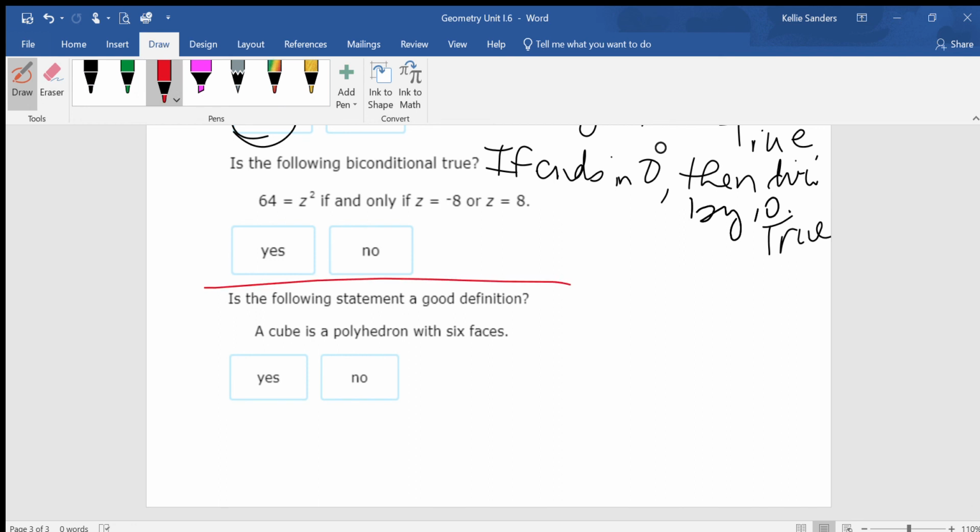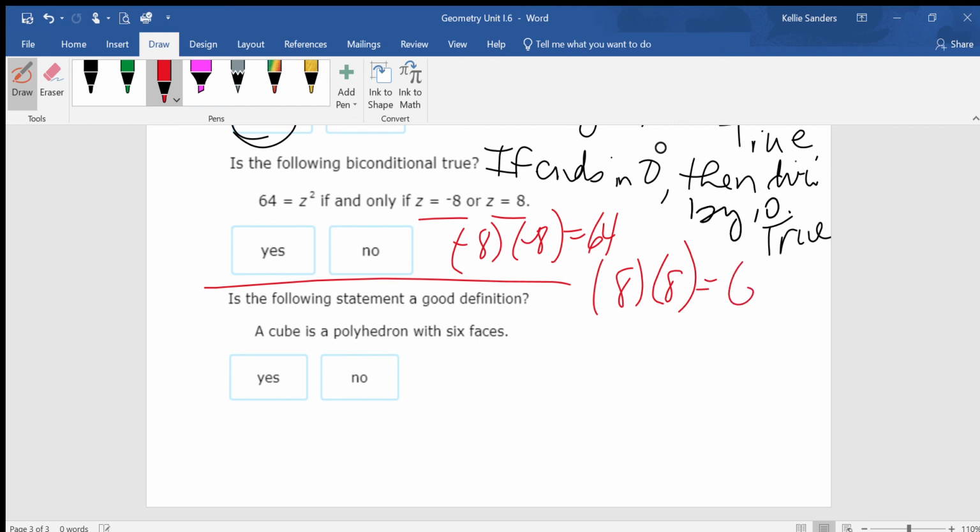I'm glad they put both of these in here because that's what makes it true. Negative 8 times negative 8 is positive 64. Positive 8 times positive 8 is 64. And then we get a yes.